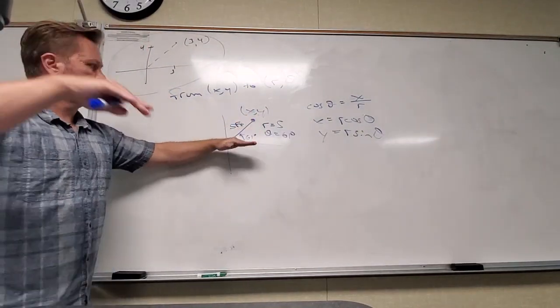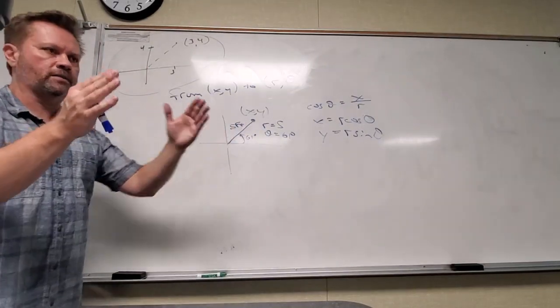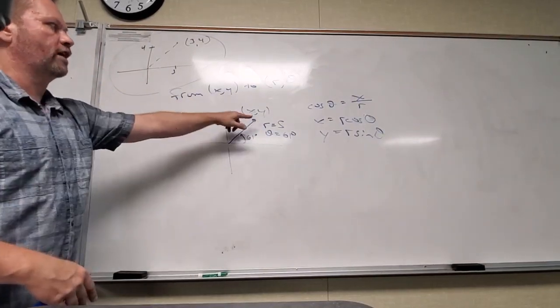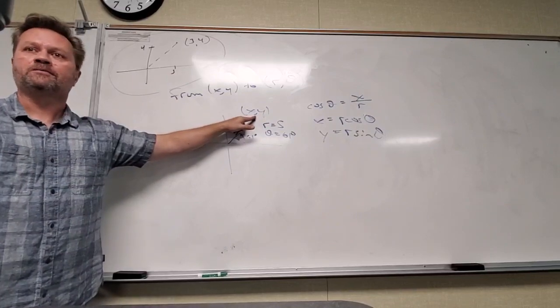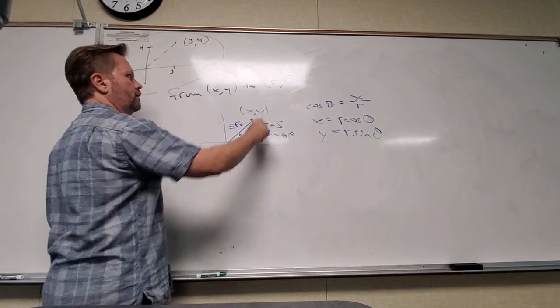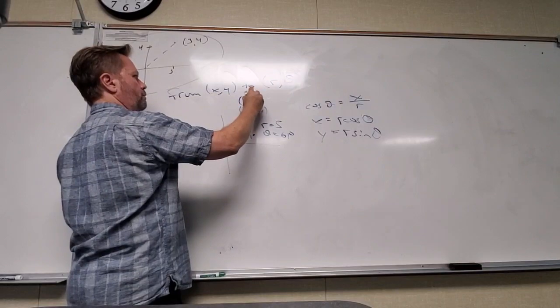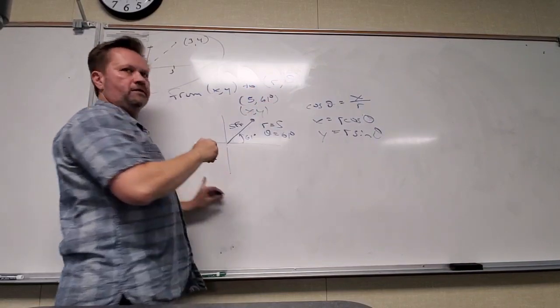So is everybody with me? If I tell somebody to turn 61 degrees, and somehow they know exactly 61 degrees, and they walk 5 feet, they're going to end up at a point. We could call that point 5, 61 degrees.